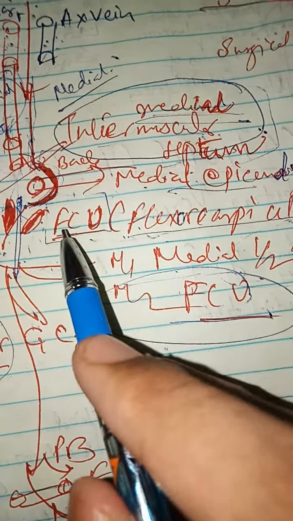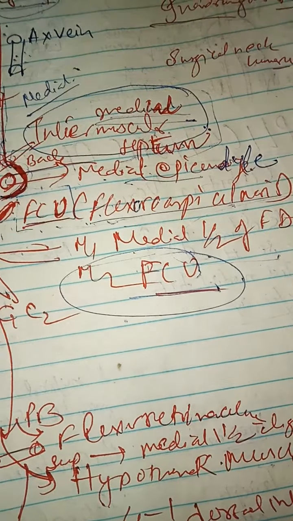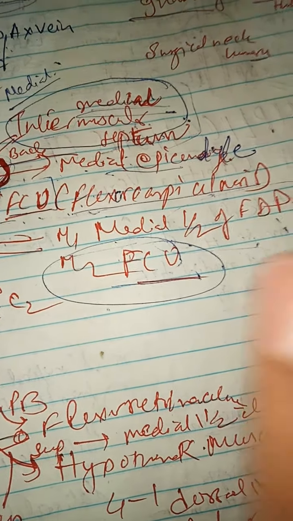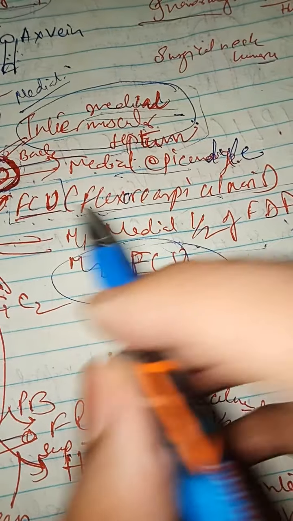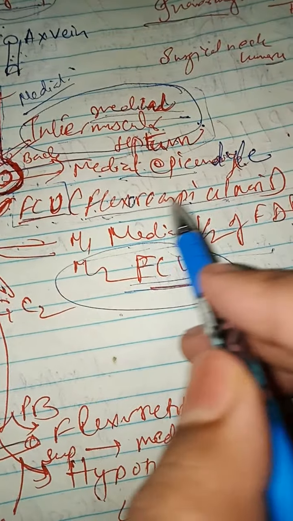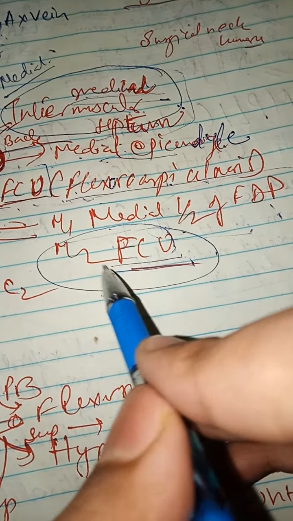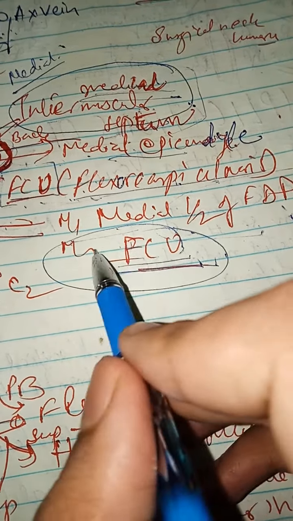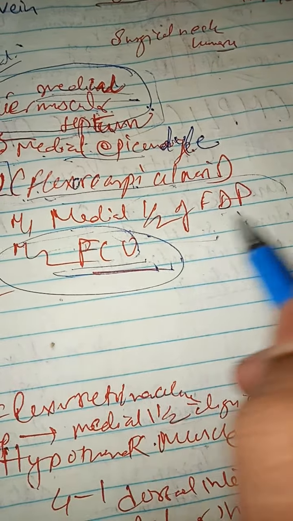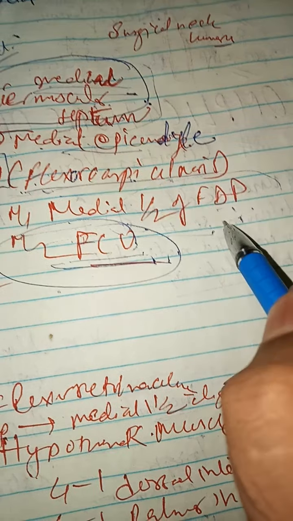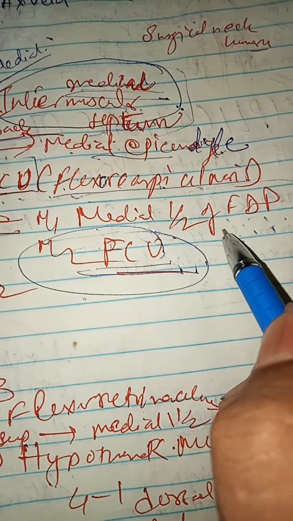Now it will supply two muscles. What are the two muscles? The flexor carpi ulnaris, because it is in between the two heads of the flexor carpi ulnaris, and the medial half of the flexor digitorum profundus. The lateral half of the flexor digitorum profundus is supplied by the median nerve. So the medial half is supplied by the ulnar nerve.